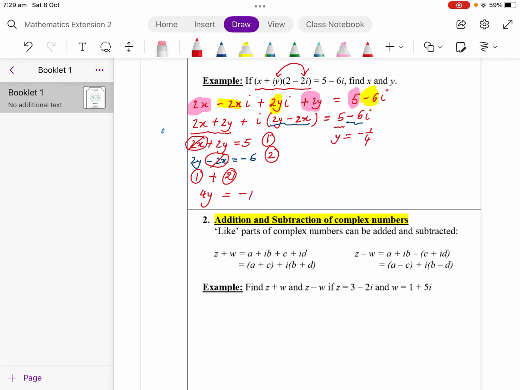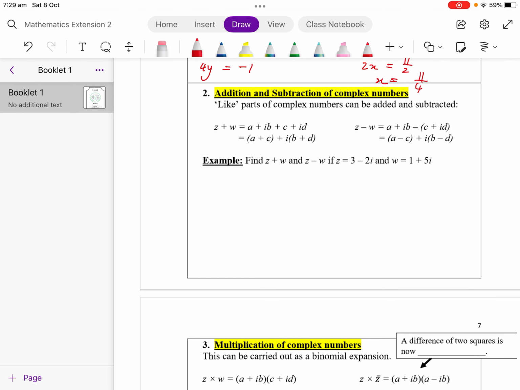So I've now solved to find y. I just need to find x, and I can do that by substituting the y, which is minus a quarter. I'm just putting it back into equation 1. And that gives me 2 lots of minus a quarter is minus a half. Adding it over gives me 5 and a half, which is 11 on 2. And dividing by 2 gives me 11 on 4.